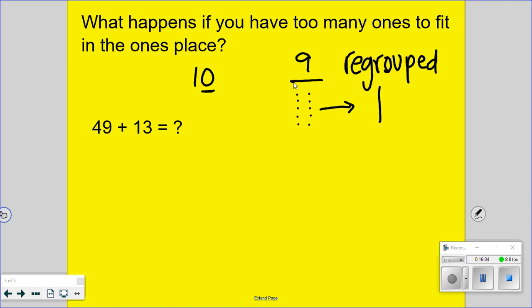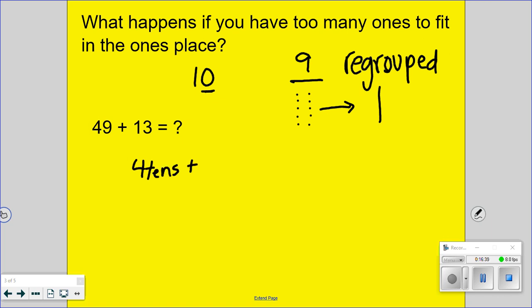All right. We're going to solve the problem 49 plus 13. Go ahead and write that down. I'm going to use place value numbers. I would like you to use place value numbers with me, even if you feel more comfortable with the pictures. How many tens are in 49? Four. Beautiful. Four tens.